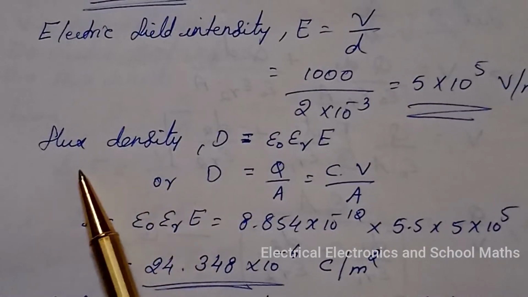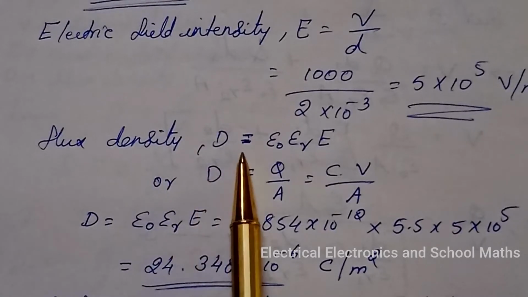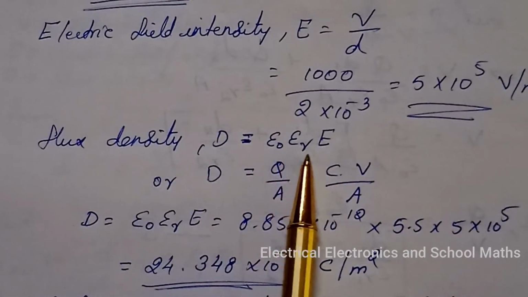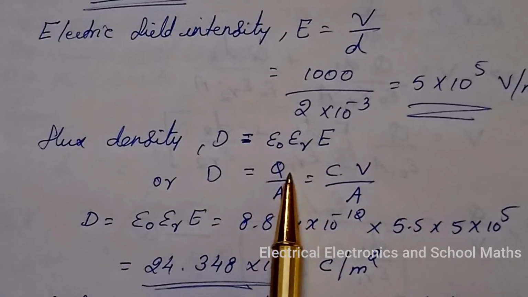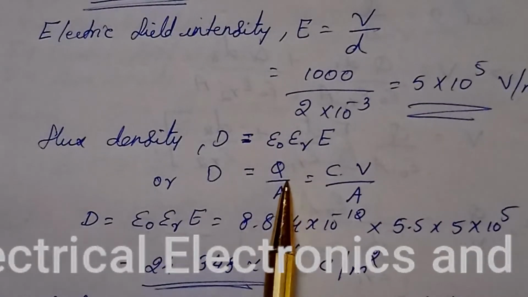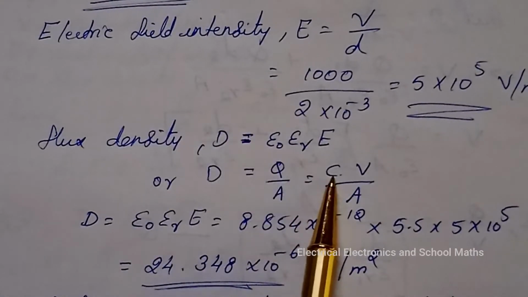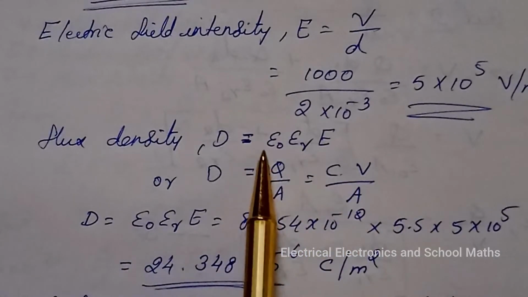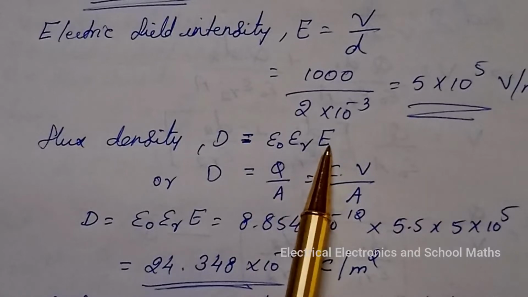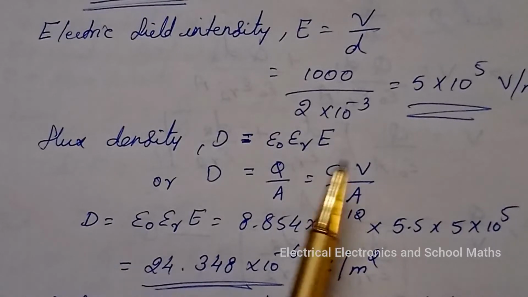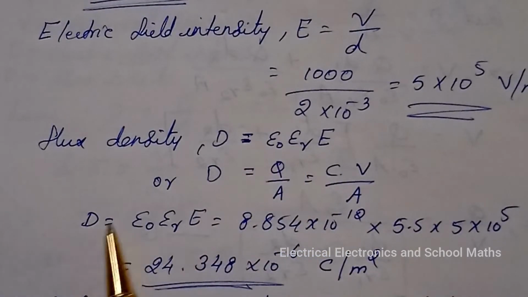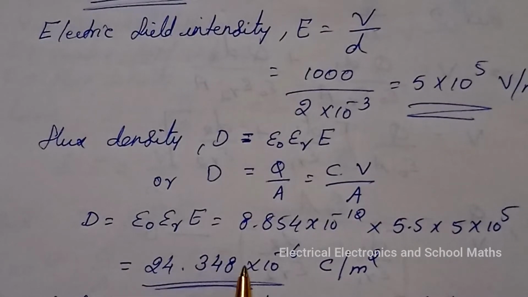The last question is to find the flux density. We know flux density D is equal to epsilon 0 epsilon r into E, or D is equal to Q by A. But here we don't know the value of Q. But we can find it. That is Q is equal to C into V. So either we can use D is equal to epsilon 0 epsilon r into E, or D equal to C into V divided by A. And we get the value of flux density as 24.348 into 10 raised to minus 6 coulomb per meter square.